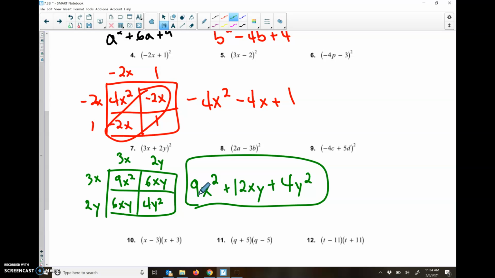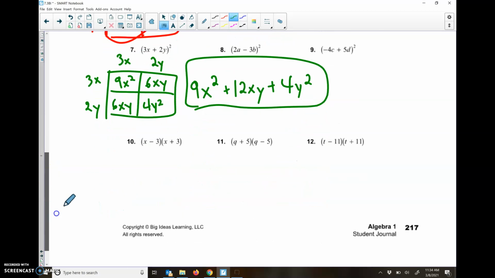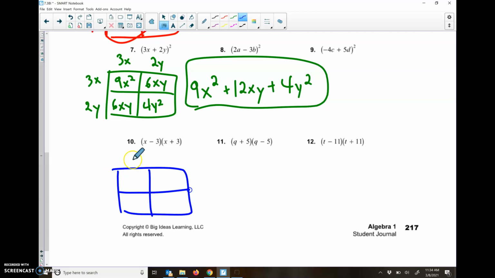And then kind of the same thing with 8 and 9. Put the A before the B. Same thing with 9. Put the C before the D. So make sure it's in alphabetical order. Some of these at the bottom get kind of weird just because of what's going to happen when we try and combine. So let me put x minus 3 and x plus 3. So x and x make x squared, and x and -3 make -3x.